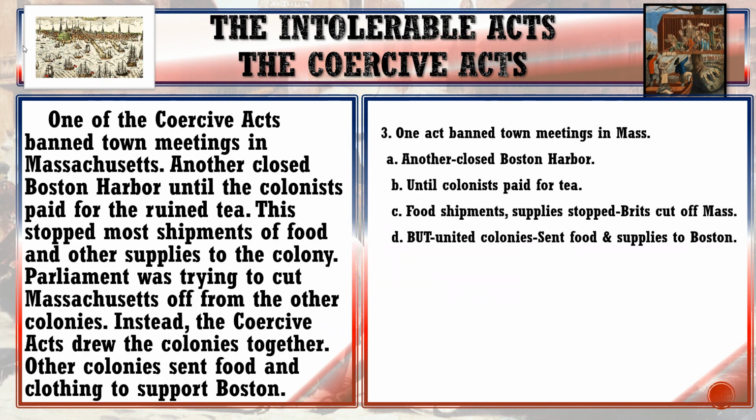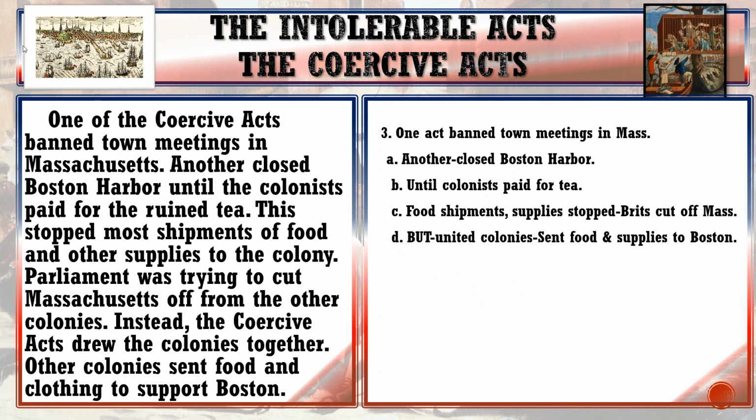So, again, paragraph 3, one act banned town meetings in Massachusetts. Another closed Boston Harbor until colonists paid for tea. That was the deal. Food shipment supplies stopped. Brits cut off Massachusetts. But, however, right, united the colonies, sent food and supplies to Boston.